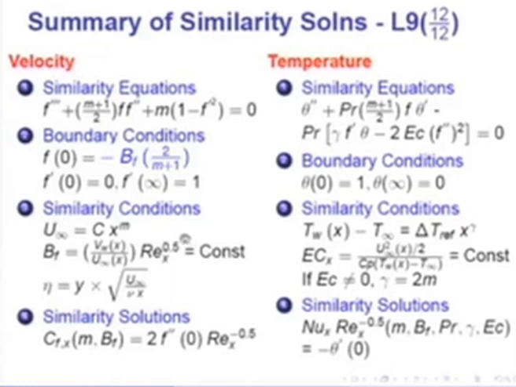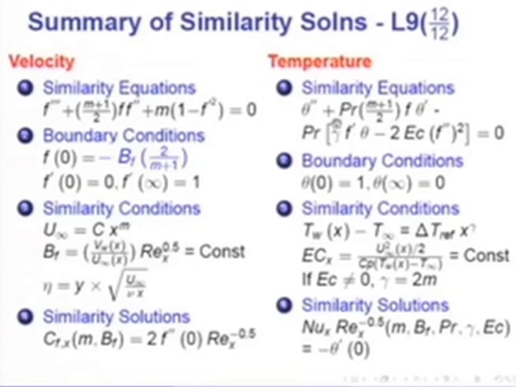The similarity conditions or the variables are: u infinity is equal to C x raised to m, BF, which is vw x by u infinity, times Re x to the half, must be constant, and the variable eta must be y times the square root of u infinity by nu x. And the similarity solutions are Cfx, which is a function of m and BF, equal to 2 times f double prime 0 times Re x to the minus 0.5.